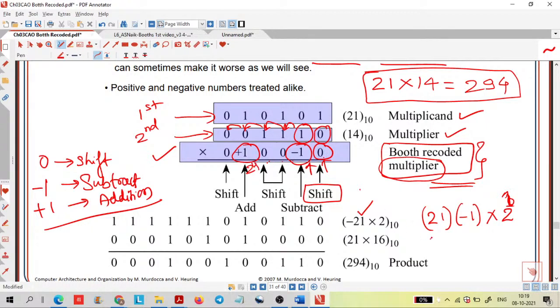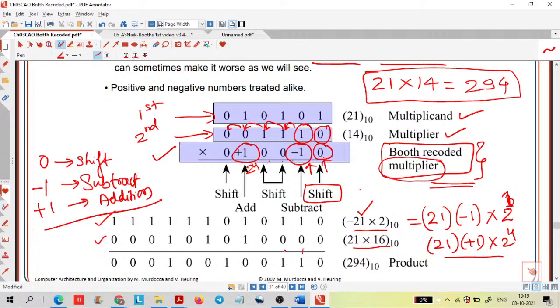Okay, so next is multiplicand into plus 1 into 2 raised to 4. So here what we get: -21 into 2, so this one is -21 into 2. Here it is 21 into 16. So now you find the binary for this, find the binary of -42, you get this one. Here minus means you have to do the 2's complement, and next find the binary of 21 into 16. Okay, and perform the addition.